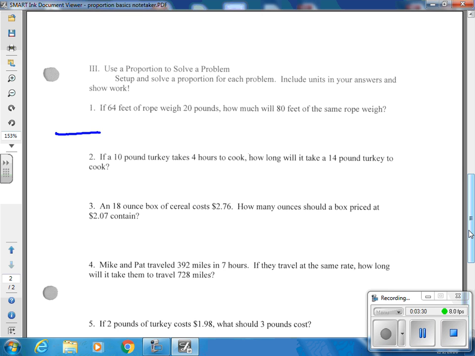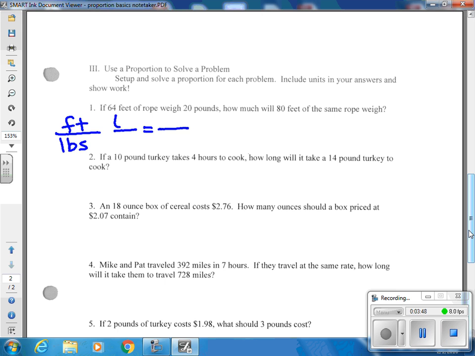So the first thing I want you to do is set up a ratio using words of the two things that are being compared. So in this problem, we're comparing feet to pounds, because that's the only two units we've got in this problem. So when you set up your proportion, which is the next piece, you know what numbers to put on top and what numbers to put on the bottom.